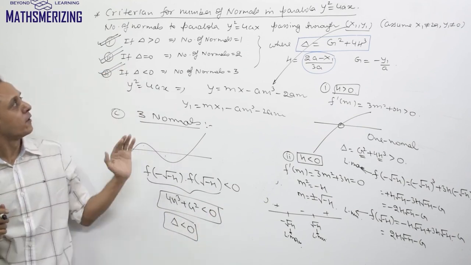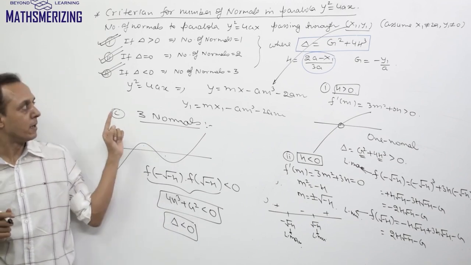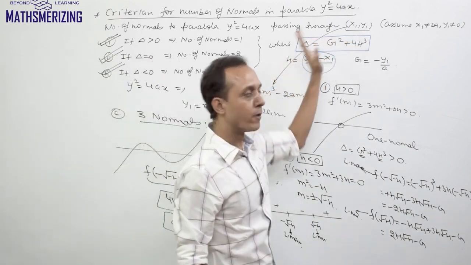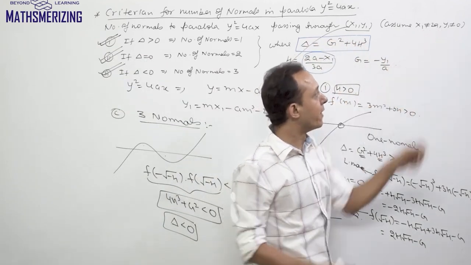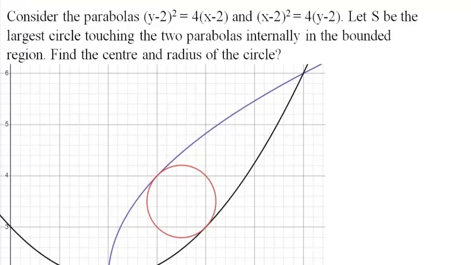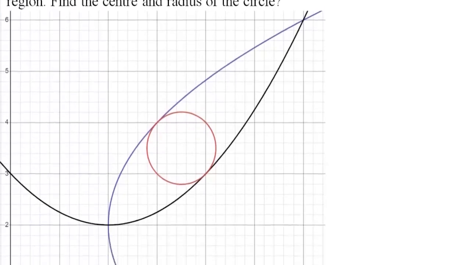So this is the general formula to find the number of normals to a parabola passing through the point x1 comma y1, for any general point except when x1 is unequal to 2a or y1 is unequal to 0. So now here the question is, consider the parabolas y minus 2 whole square equals 4x minus 2 and x minus 2 whole square equals 4y minus 2, and let S be the largest circle touching the two parabolas internally in the bounded region. Find the center and radius of the circle.